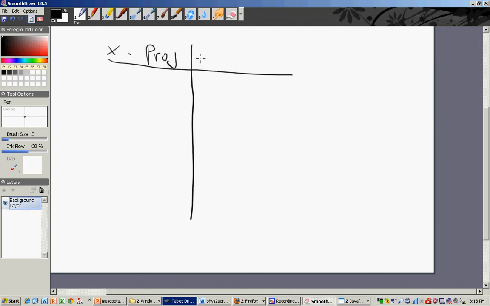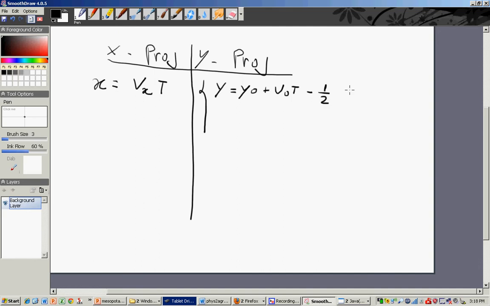So when we study projectile motion, here's what I recommend you to do. You have two types of motion. We have one in the x projection, and you have another one in the y projection. The motion in the x projection is such that position is equal to Vx times time. And in the y projection, you describe it using the same equations of motion we learned in free fall motion. Remember those?